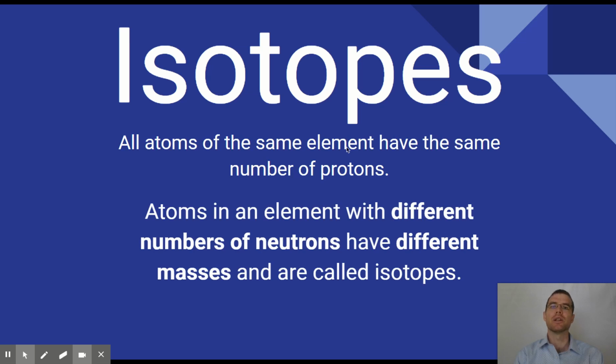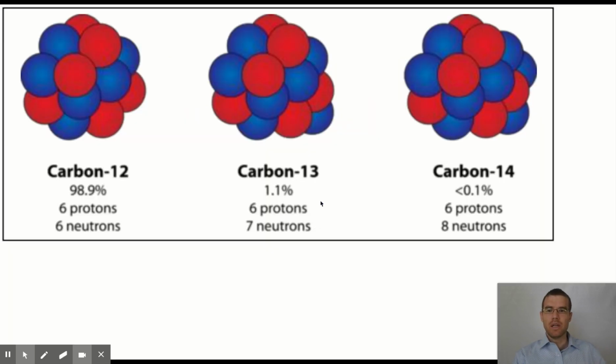Instead, you are changing the number of neutrons. And by changing the number of neutrons, you'll have a different isotope. As a result of having a different number of neutrons, you'll also have a different mass. And so here we have three isotopes of carbon.